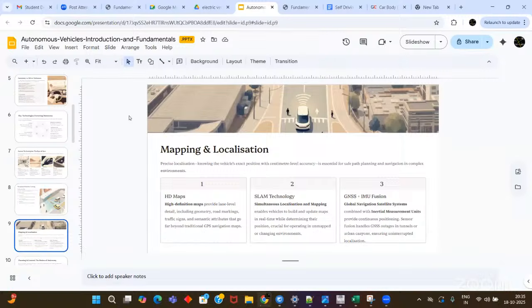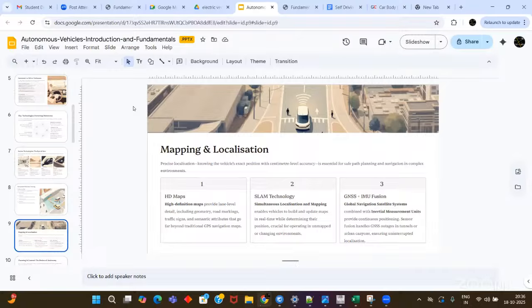So, mapping and localization. Mapping and localization is nothing but creating a virtual space based on GPS, GNSS, SLAM and HD map techniques, which helps you build an environment to ease moving from point A to point B without any hindrance. It makes a complete virtual environment, understandable by the system, such that decision making becomes simpler for the autonomous vehicle.